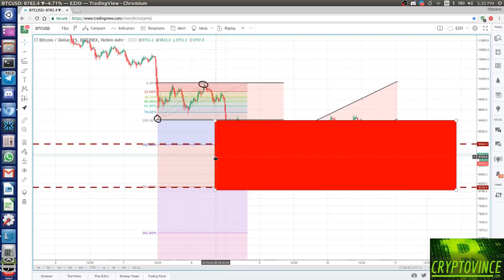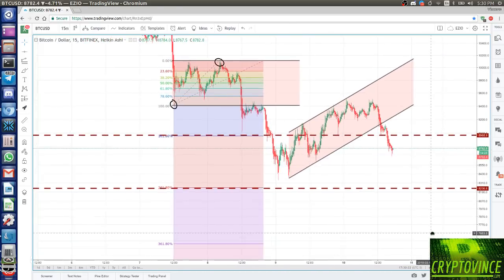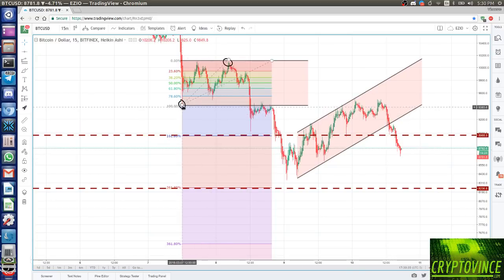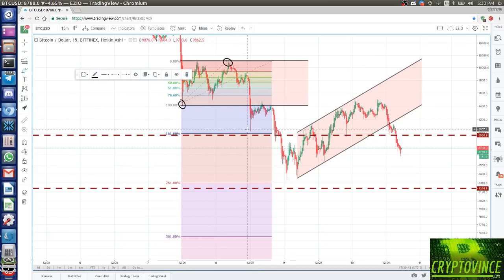But let's take a look. If we remove this, delete. So as we can see, the target was almost reached. So this is the first target after it breaks the flag. And this is probably the other one, but I don't want to look at this one.